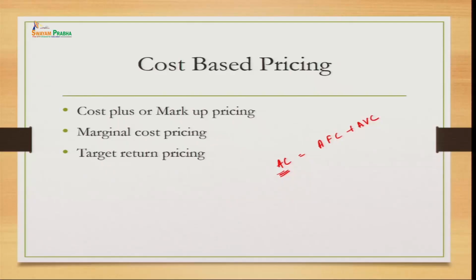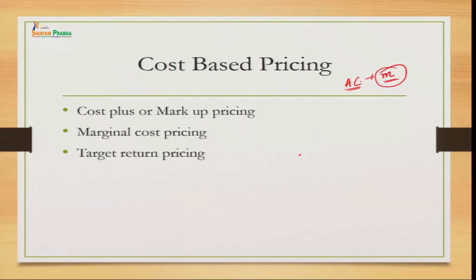So, the formula we are going to use to calculate this cost plus or markup pricing is AC plus M. AC is the average cost of that product, that is the cost per unit, and M refers to the markup, what markup we are going to add to it, like what kind of return we want to get on that particular commodity. So, all these things you take into account, and then you decide that markup, what rate of return you are expecting, which you want to add to the cost of your commodity. Accordingly, you charge the price for the commodity.